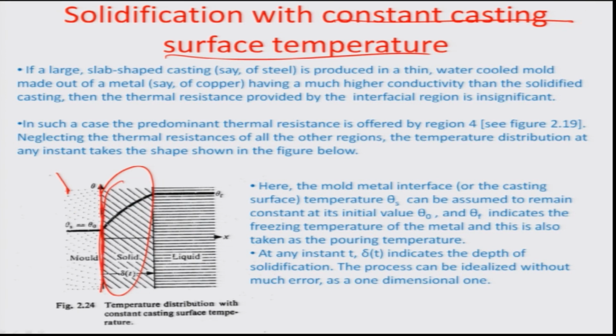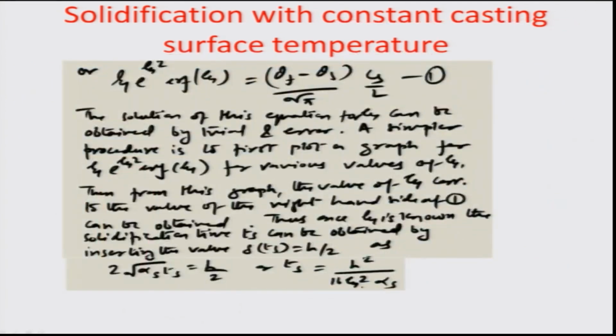So, in this particular case we already calculated that the term zeta times e to the power of zeta square times error function of zeta was made equal to theta f minus theta s by root pi Cs by L from the previous derivation that we had made, and this value had to be calculated iteratively from various values of zeta, where the right and left side would be equal to each other.